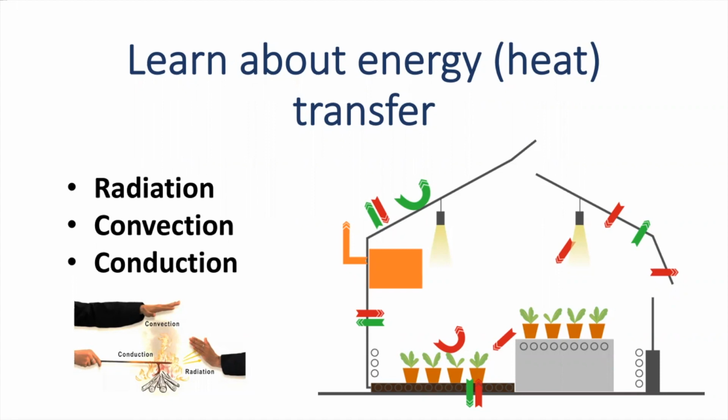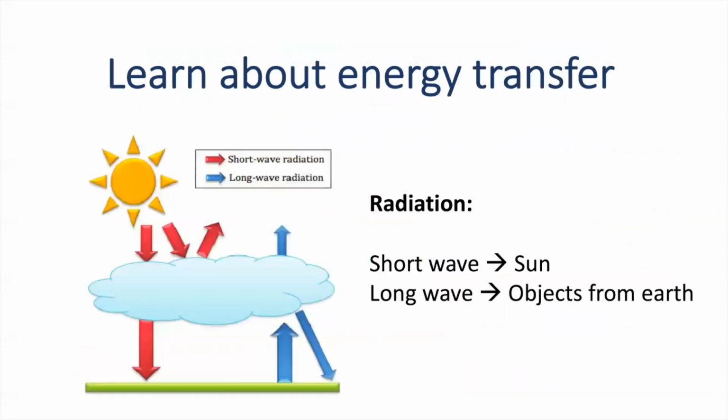To avoid overheating, we first need to understand energy balance. Heat can be transferred in different ways, and if we want to control heat, we need to learn about the different forms of heat transfer. The most important ones for greenhouse management are radiation, convection, and conduction. So let's start with radiation.